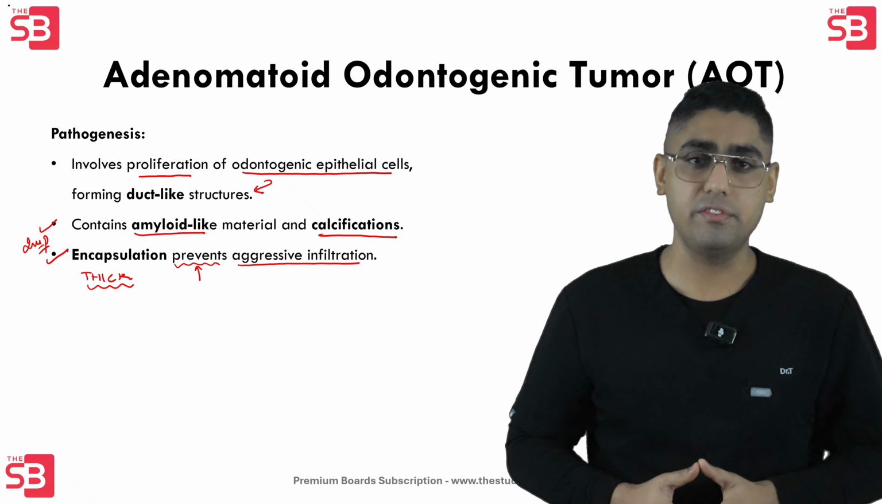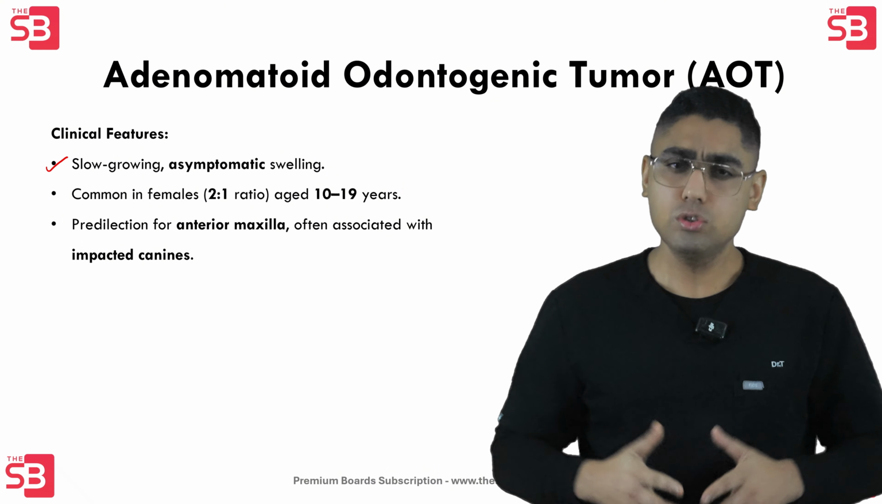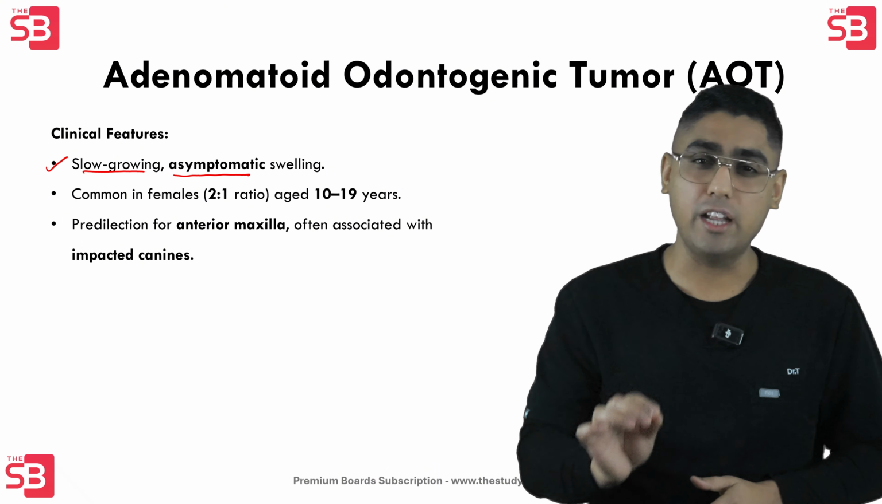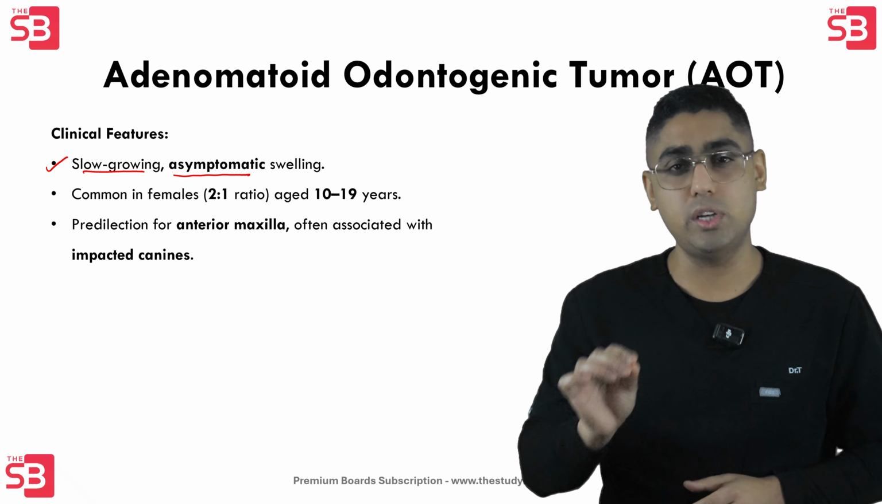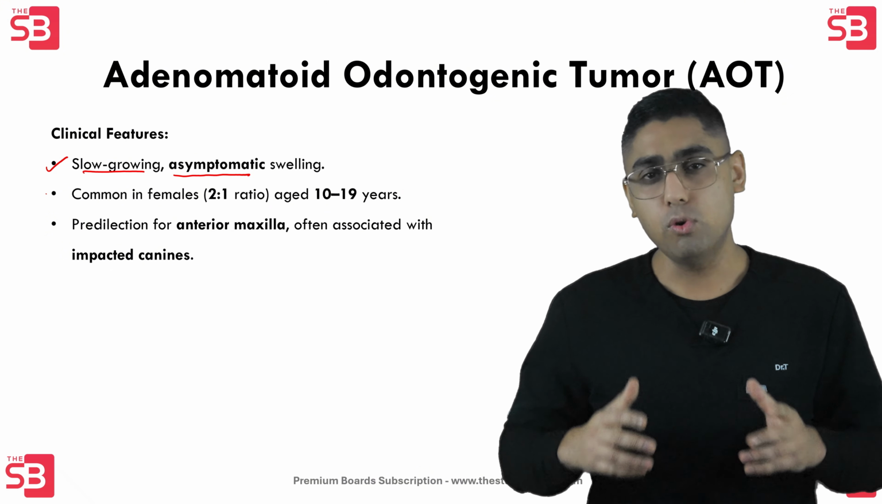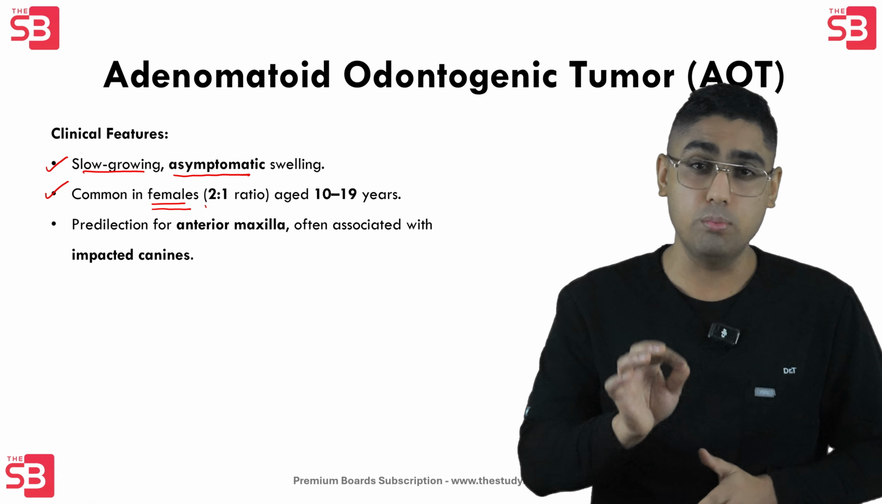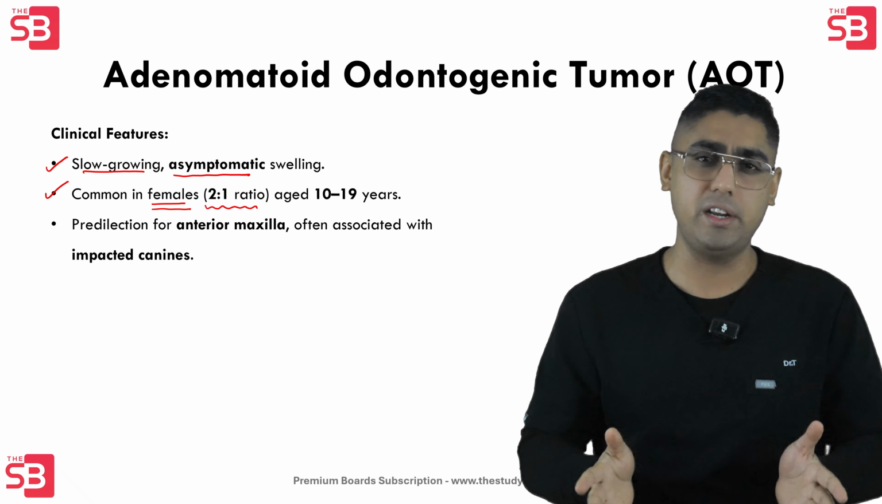Now let's discuss the clinical features. This tumor is typically slow growing and asymptomatic, so most of the patients don't really report it. Instead, they may only notice a gradual painless swelling in the area. And AOT shows a clear age and gender predilection. It is more commonly seen in females, with about a 2:1 female to male ratio, and it more often occurs in young patients between 10 to 19 years of age.